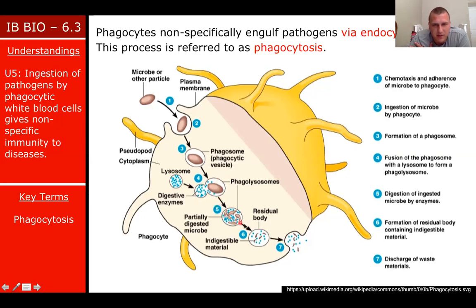Number 6 is formation of the residual body, basically just garbage or the trash that's left over, because now it's all destroyed, broken down, ripped apart. Technically, think of it like a chemical blow up. It just blows it all up, destroys it completely. And now the cell needs to get rid of it. And that's what number 7 is. It's just exocytosis. When this is exiting, it's going to discharge the waste. So this is a cool process. Make sure you go through these steps when that question comes up.